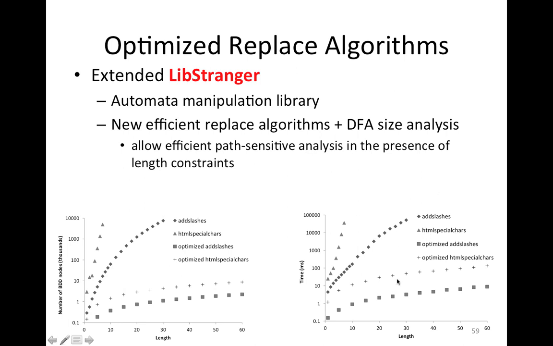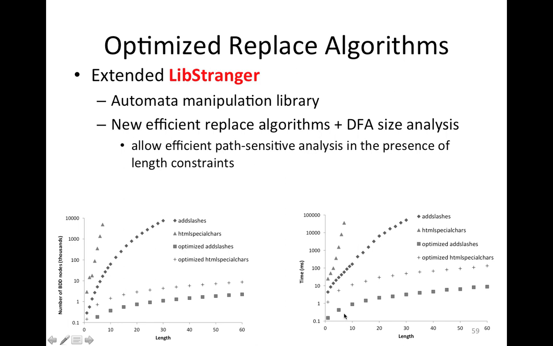So this graph shows that if we give an automata that accepts all the strings of length 0 to, for example, 30, like strings of length 0, 1, 2, 3, all the way to 30, as an input, and then we try to compute the post image of this automata on the add slashes PHP operation. So in the code we have add slashes, and in the program point before the add slashes, we got this automata. How much time does it take to compute the post image?